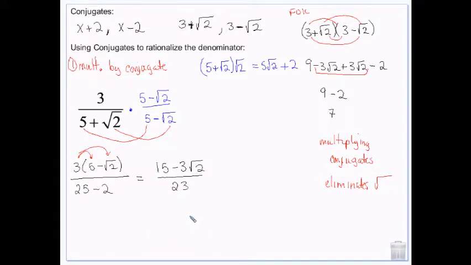The only way you can reduce at this point is if this number, this number, and this number all reduce by the same thing, like a triangle. 15, 3, and 23 don't have anything in common, so they don't reduce, so you're done.